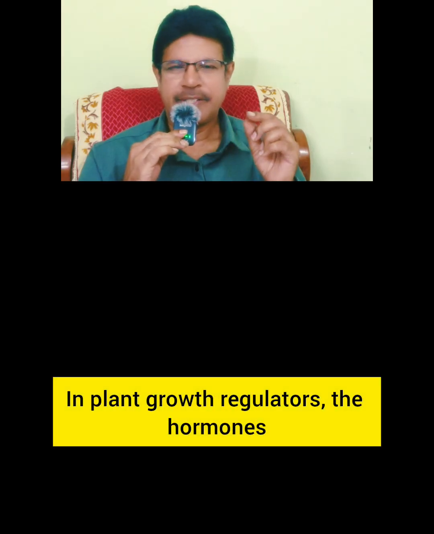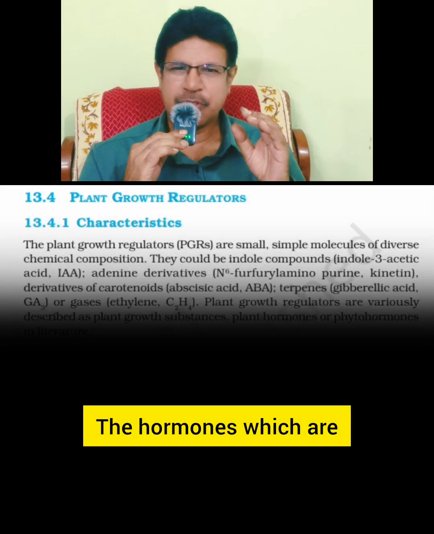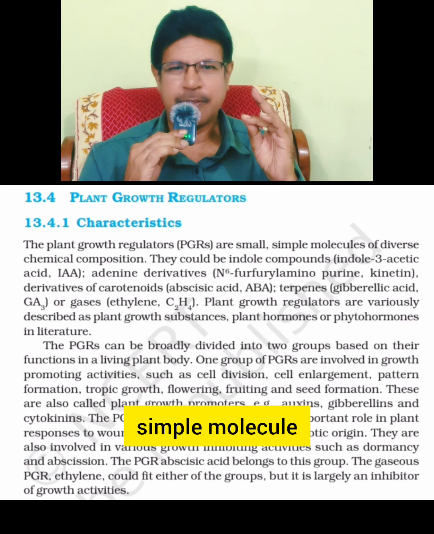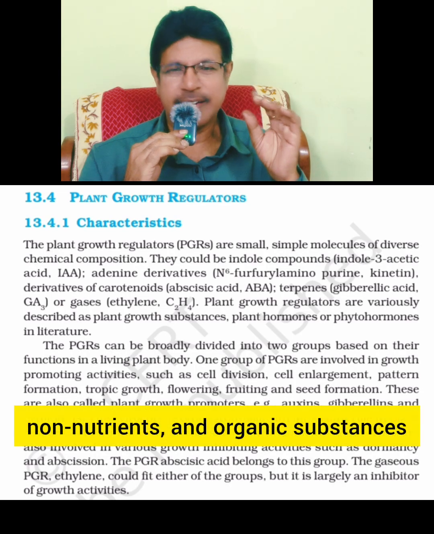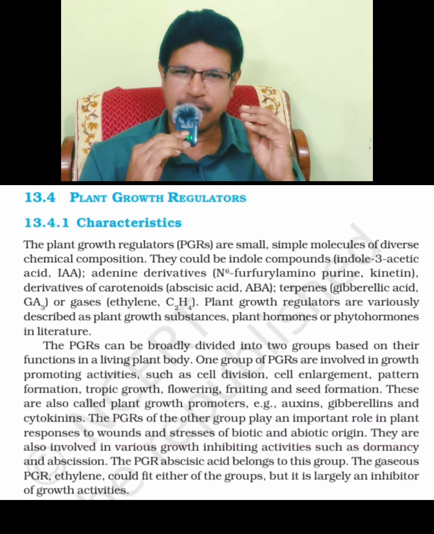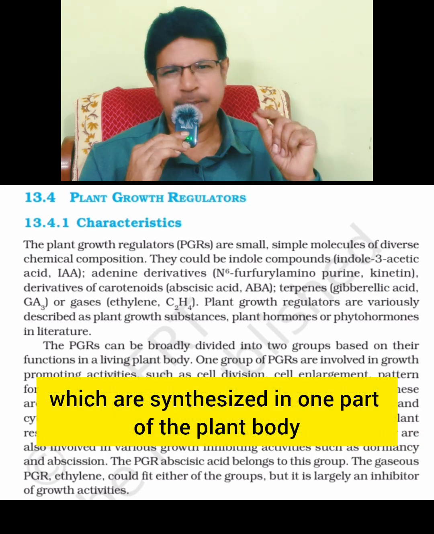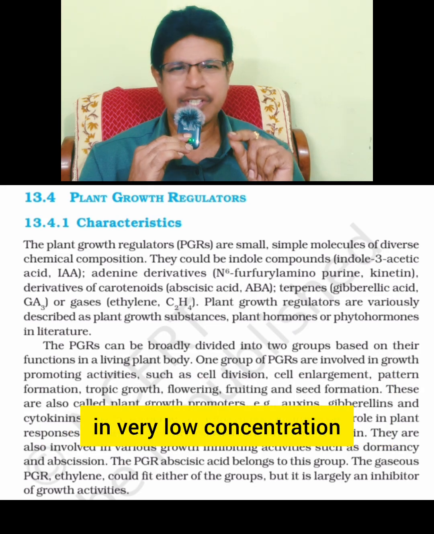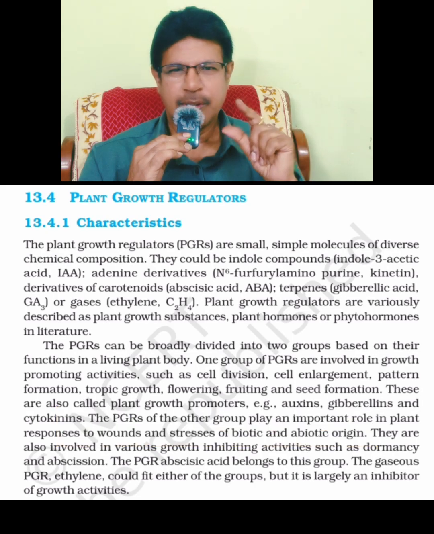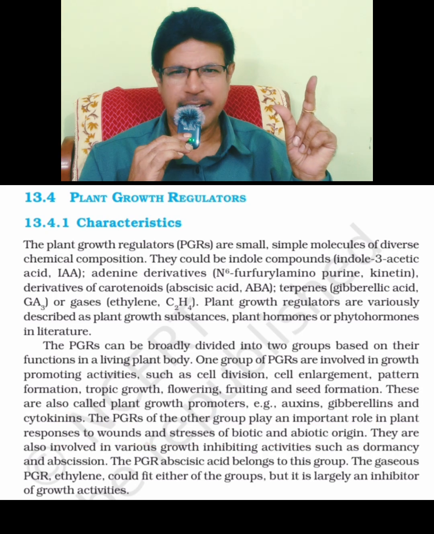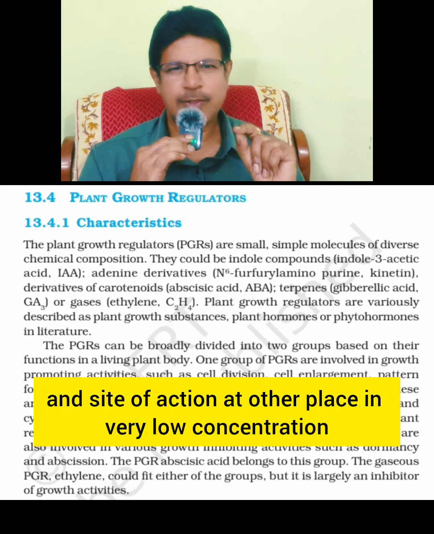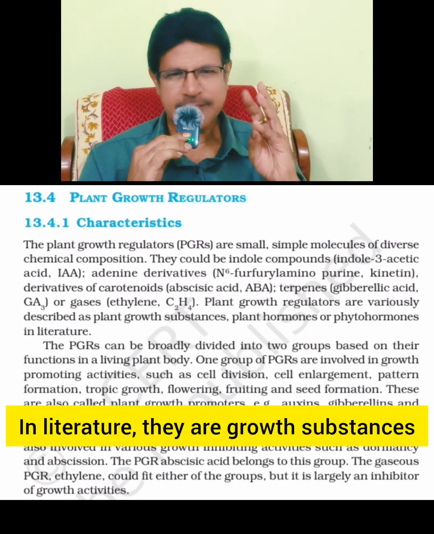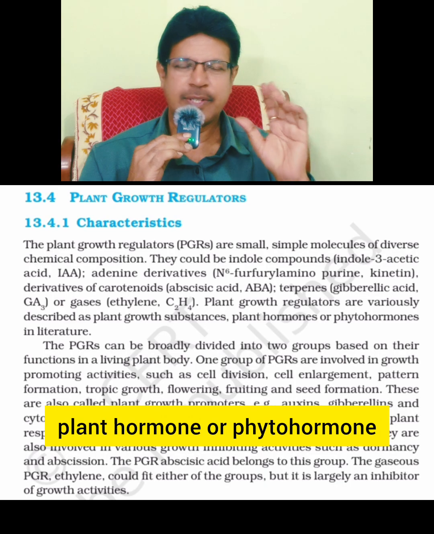In plant growth regulators, the hormones are diverse chemicals, simple molecules, non-nutrients and organic substances, which are synthesized in one part of the plant body and whose effect is away from the place of its production, in very low concentration. What do you call it? It is a hormone. Production at one place and site of action at another place in very low concentration, what do you call it? It is a hormone. In literature, there are growth substances, plant hormone or phytohormone.